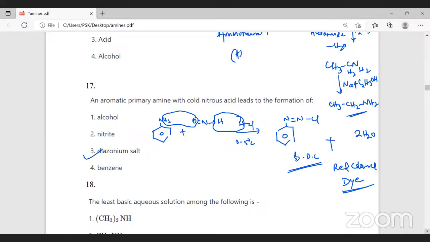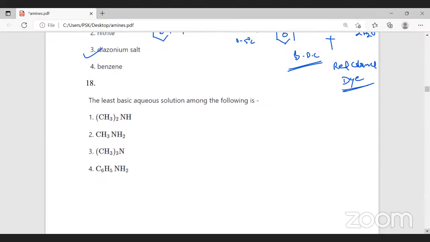Now the next question: the least basic aqueous solution among the following. You should remember, in all these, nitrogen will have a lone pair of electrons. Now they're asking which is least basic. The basicity depends on the ability of this nitrogen to give electrons. In case of aniline, if I draw aniline like this, the electron will move towards the benzene ring.